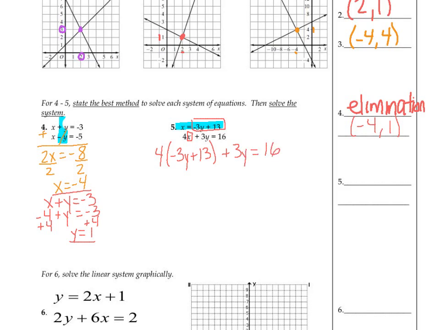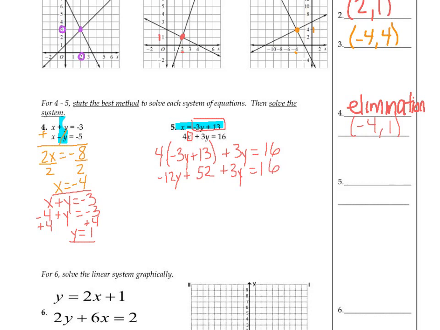So now we have to solve for y. So to start, we have to distribute that 4 through the parentheses. So when we do that, we have negative 12y plus 52. And then we can bring down the plus 3y and the equals 16.